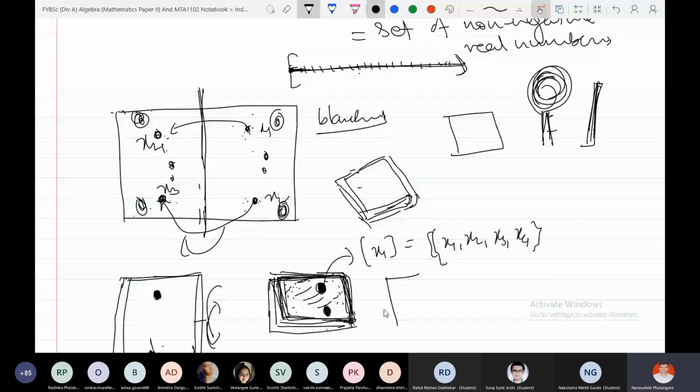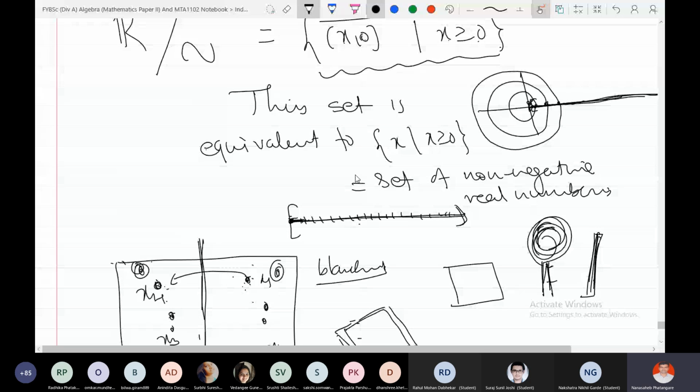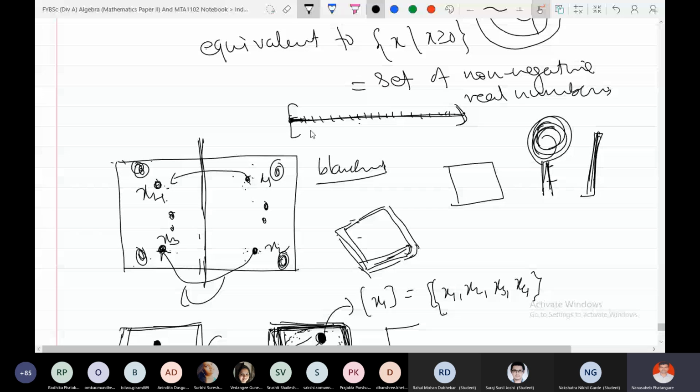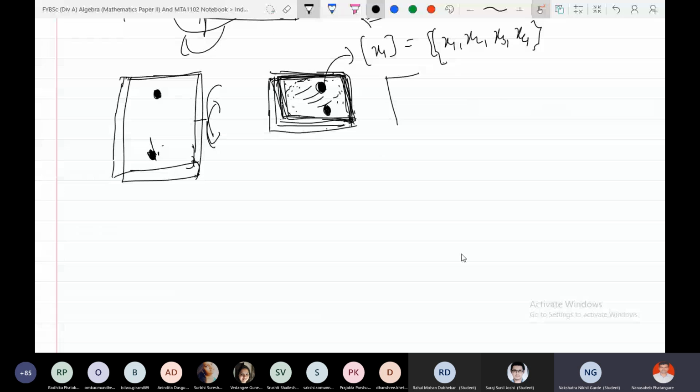So this is a kind of folding, and therefore an equivalence relation gives us folding. So R2 modulo this equivalence relation is just a half line. Do you understand? Is it clear what I am saying? Yes, sir. Right, very good.